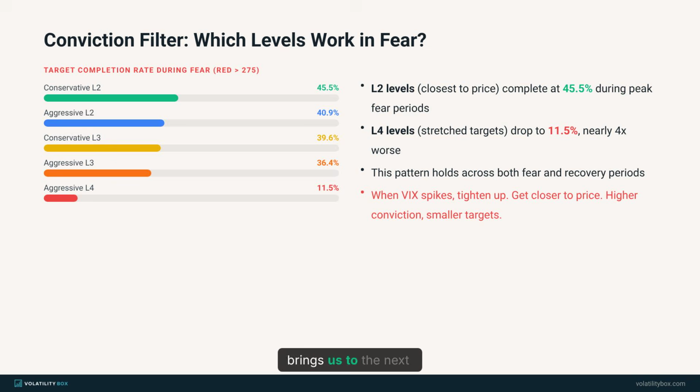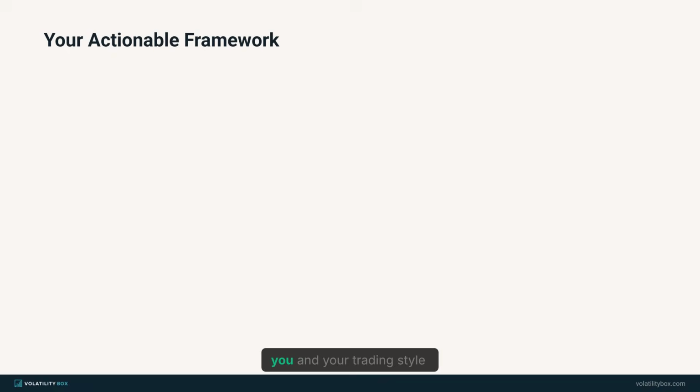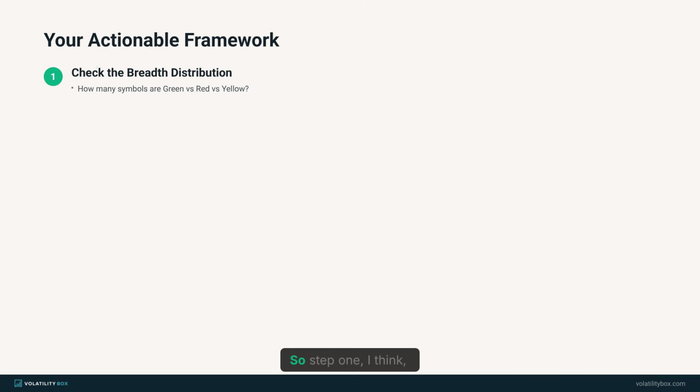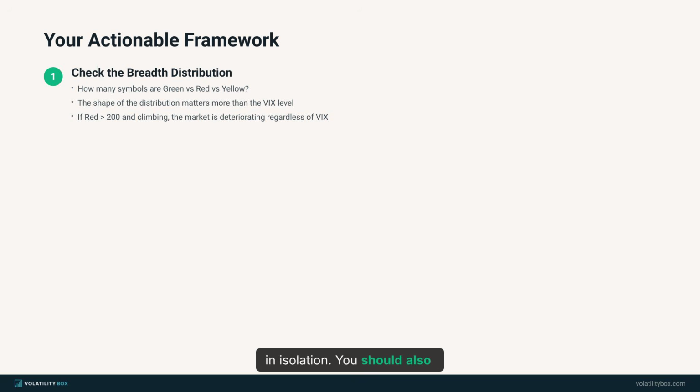So now this brings us to the next stage, which is putting together a framework that works for you and your trading style using all of this data, because what works for me doesn't necessarily work for you. So step one, I think, across the board would be stop looking at the VIX in isolation. You should also be looking at the market breadth. I like to do this with the market pulse distribution.